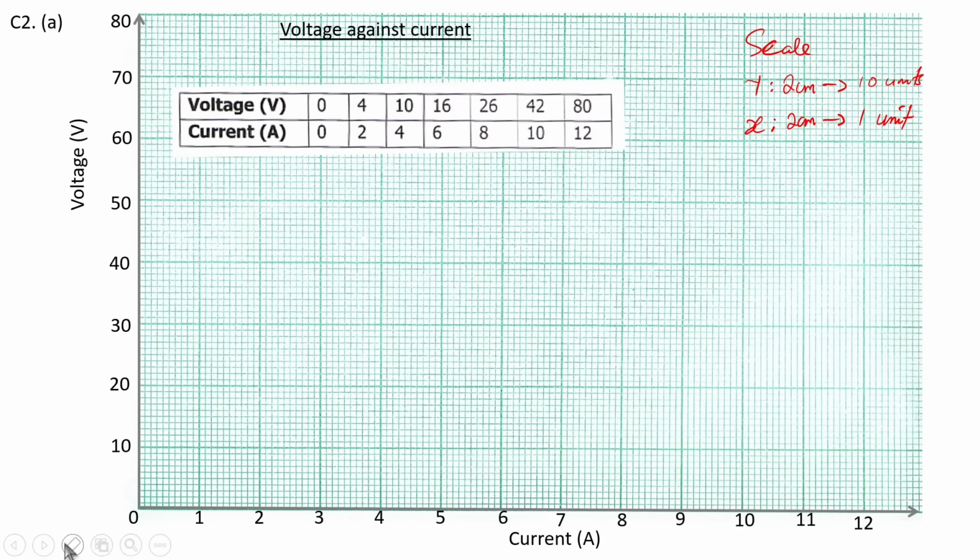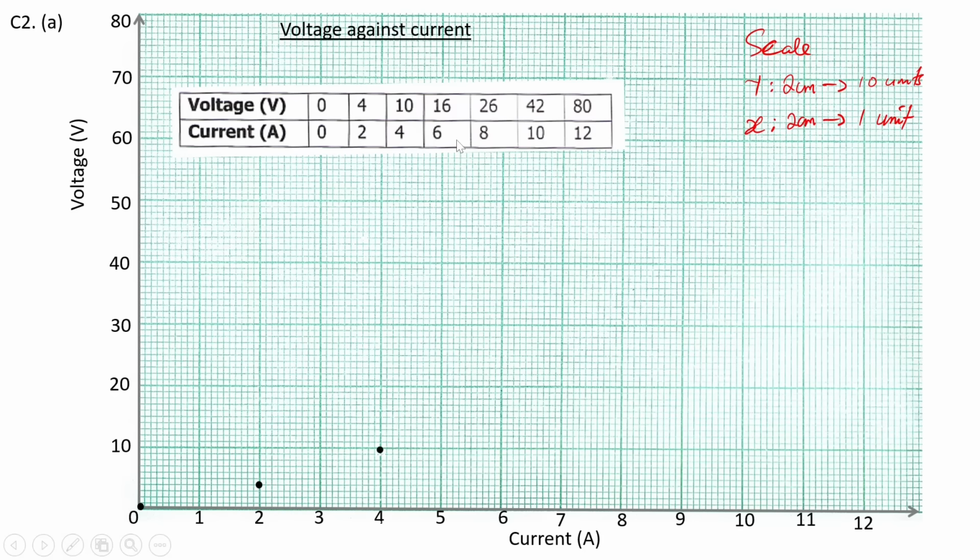So you begin plotting the values. 0, 0 is here. The next, 2, 4. So 2 is here, then 4 is here. So you count 0, 1, 2, 3, 4 here. So for 4, you move to 2 here. Then you come to 4, 10. 4 is here, 10 is here. You put a point there.